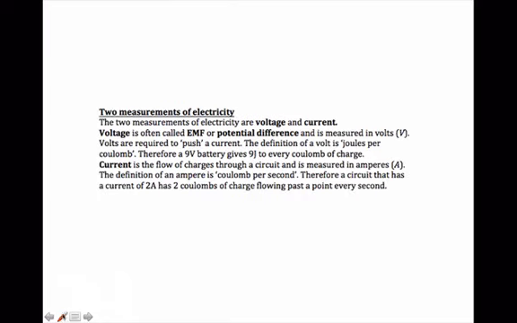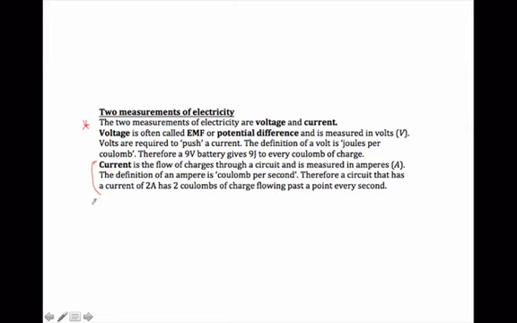Here we go. Let's run through this assumed knowledge stuff for area of study 2. So, two measurements of electricity are current and voltage. Let's look at current first. It says here current is the flow of charges through a circuit and is measured in amps. The definition of an amp is 1 coulomb per second. 1 coulomb of charge every second is the definition of what 1 amp is.